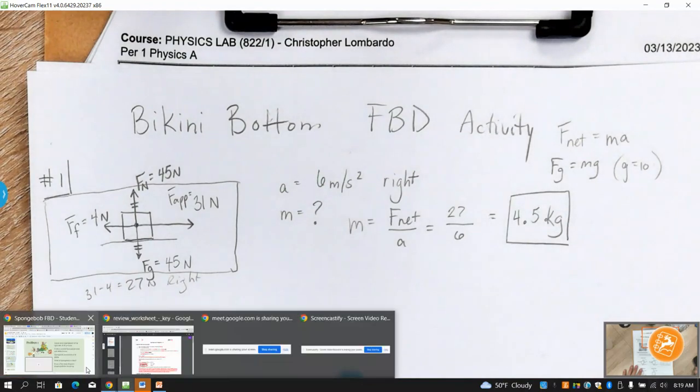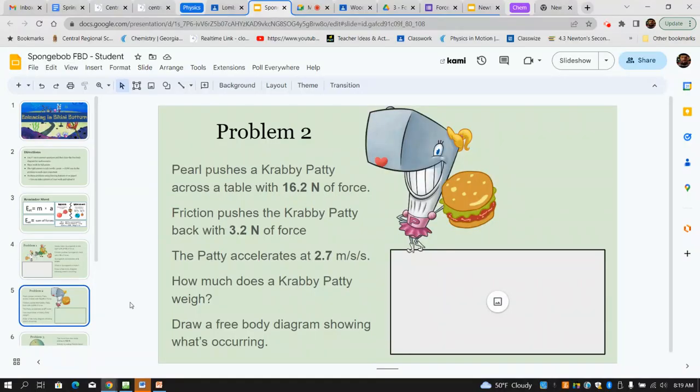All right, so next one, number 2. Pearl pushes a Krabby Patty across the table with 16.2 newtons of force. Friction pushes back with 3.2. Okay, so we'll draw in number 2. Draw your square. And what do we have? We're going to have a force vector of an applied force of what?